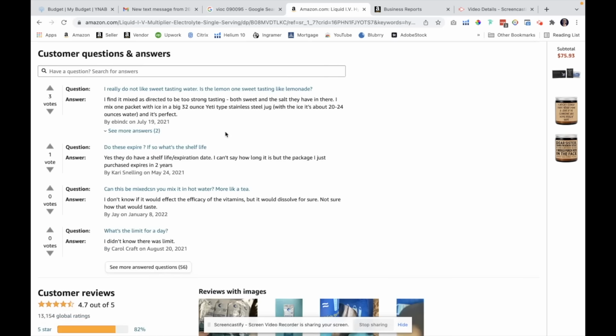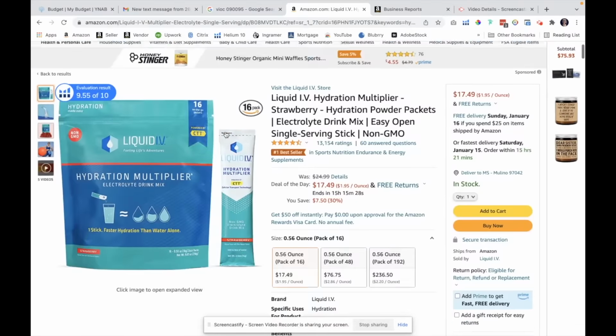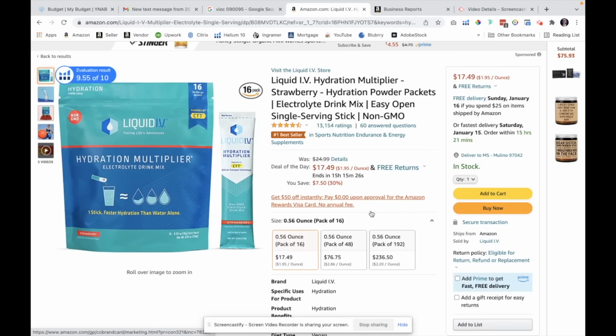I really do not like sweet tasting water. Is the lemon one sweet tasting like lemonade? Are we doing a good job of saying whether or not we have sweetener? Doesn't seem like in the title.